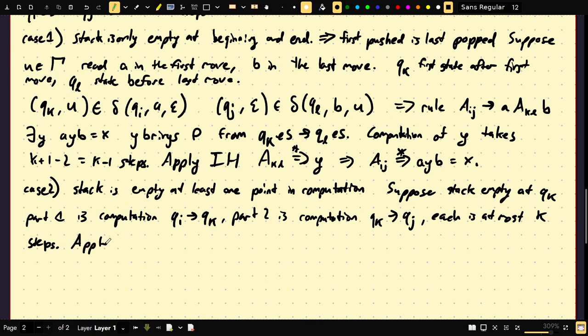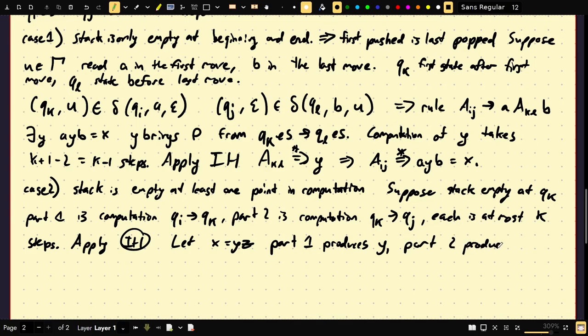So then you should reactively at this point apply the induction hypothesis. Let's say x equals yz such that part one produces y and part two produces z. The notation is not so good for this. Well, the induction hypothesis tells us that, because it takes at most k steps, AIK will produce y, and AKL will produce z.